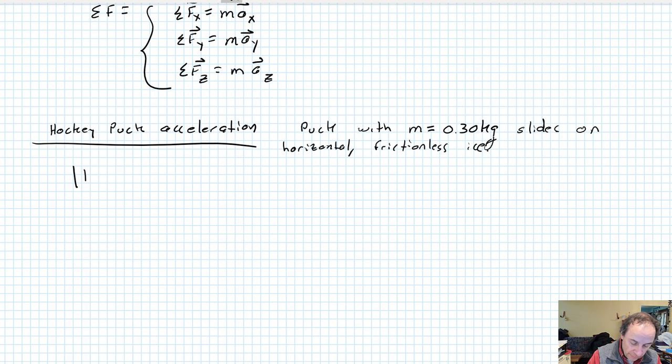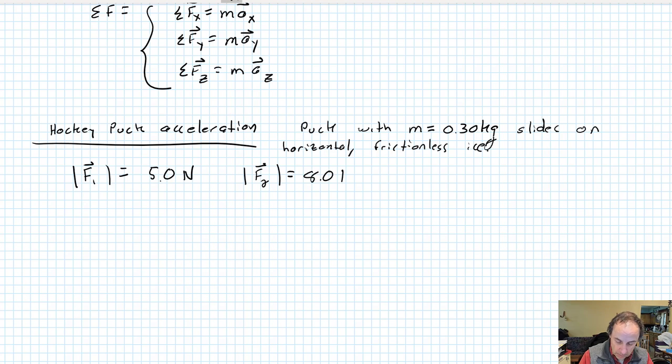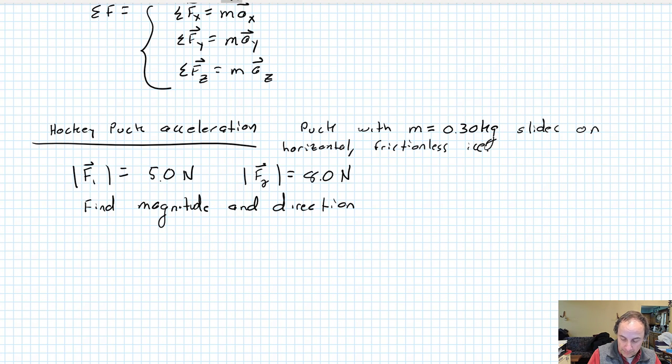The magnitude of F1 is 5 newtons. The magnitude of F2 is 8 newtons. You are to find the magnitude and direction of the acceleration.